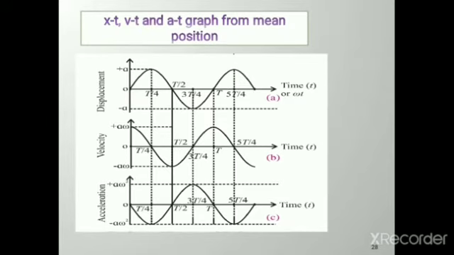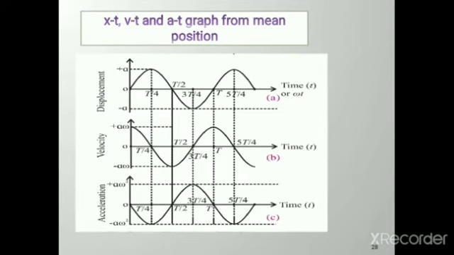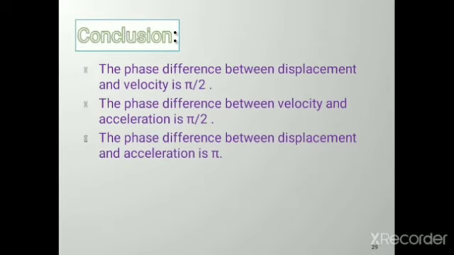Similarly, the phase difference between velocity and acceleration is also pi by 2, and the phase difference between displacement and acceleration is pi. How is it pi? The graph for displacement is going on the upper side, while for acceleration the graph is going from the downward side. So there is a phase difference of pi. So these are the characteristics of the graph.